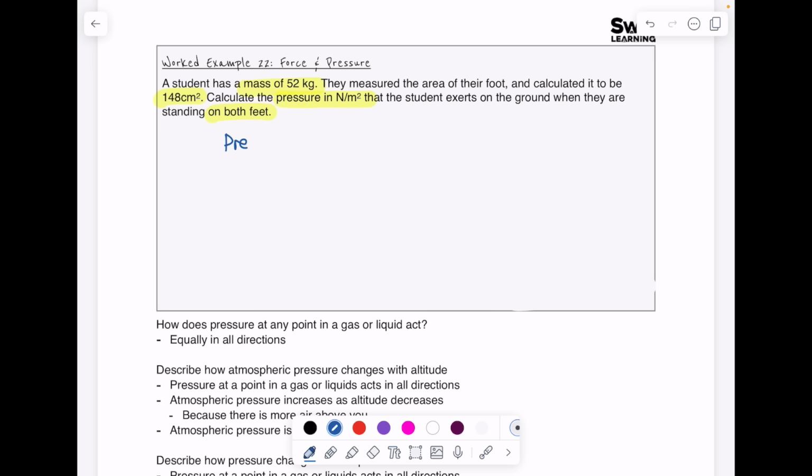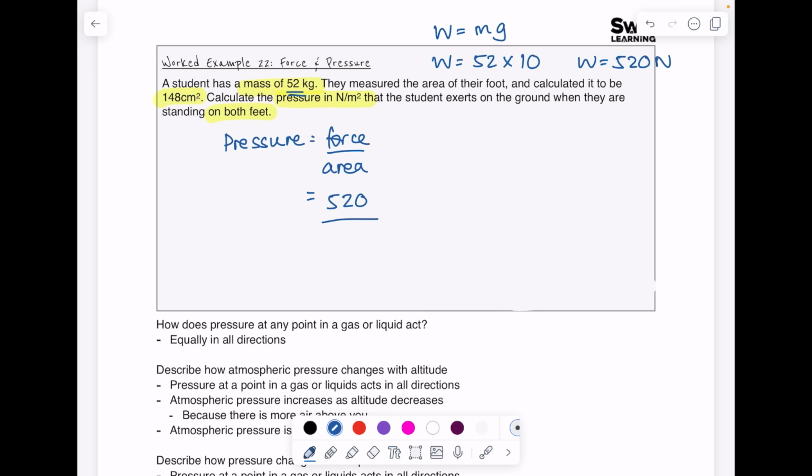Start by writing your equation. Pressure equals force over area. You need to be careful. The force we need to calculate by using weight equals mass times gravitational field strength, because remember, weight and force are interchangeable because they both have a unit of newtons. So if the mass is 52, gravitational field strength is 10, the weight of this student is 520 newtons, so we can substitute that in as our force.